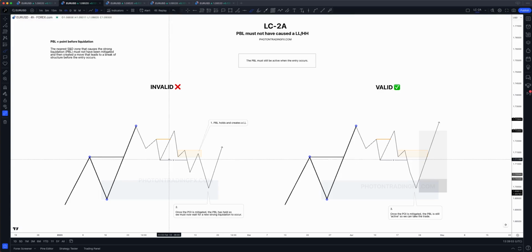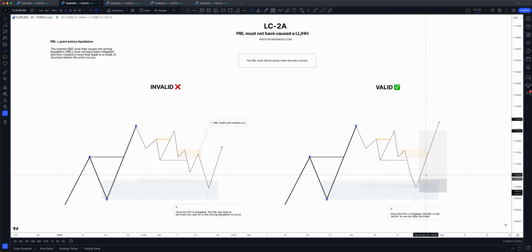We wait for strong liquidations to occur. But the idea around the PBL is that if the big guys are getting long and they're using that sell side liquidity, they should be able to take out supply, and demand should be regaining control, okay? But if that supply holds and does its job, well then this strong liquidation hasn't worked, and we want to see a new one built, okay?